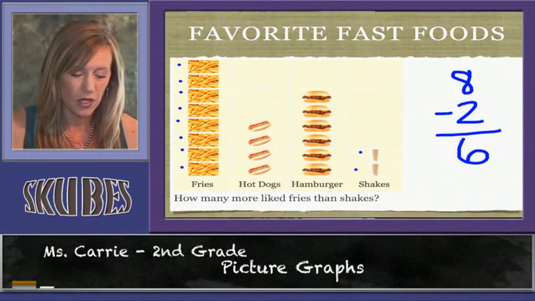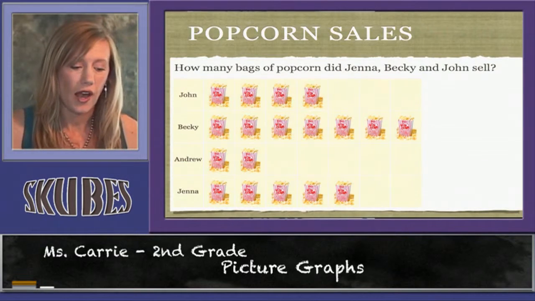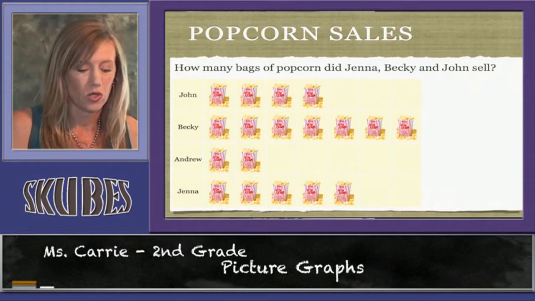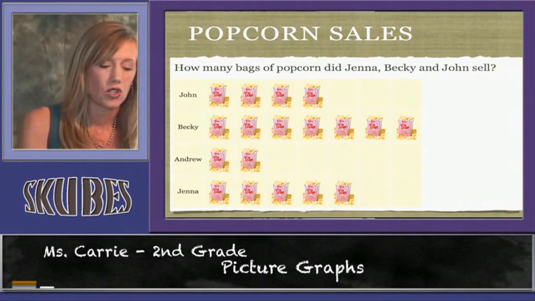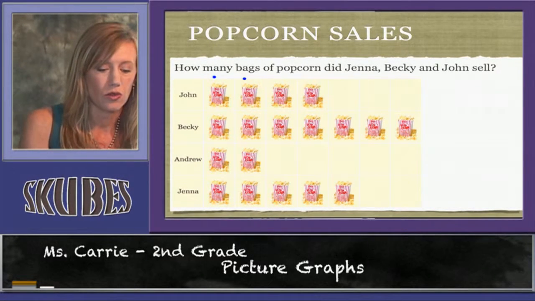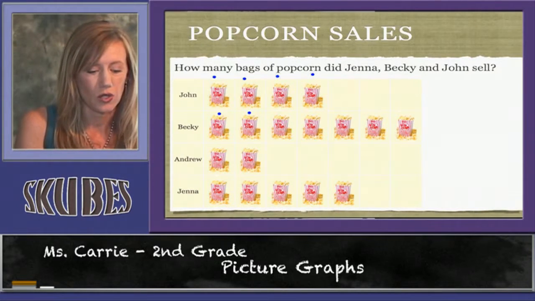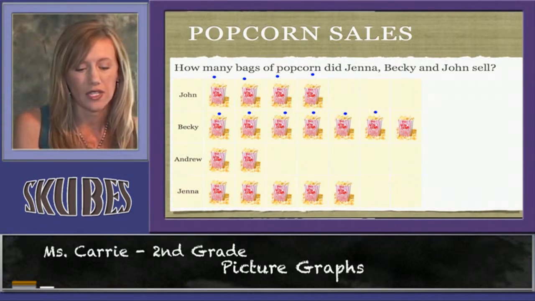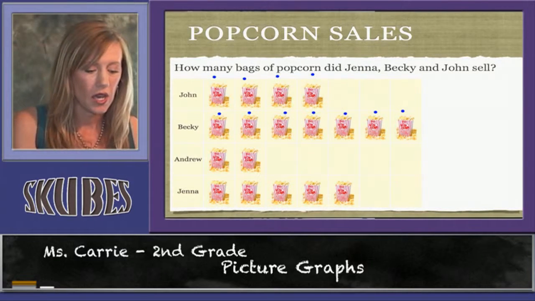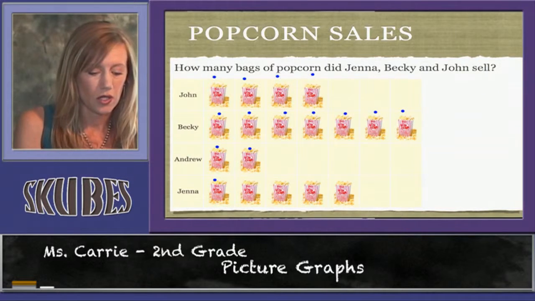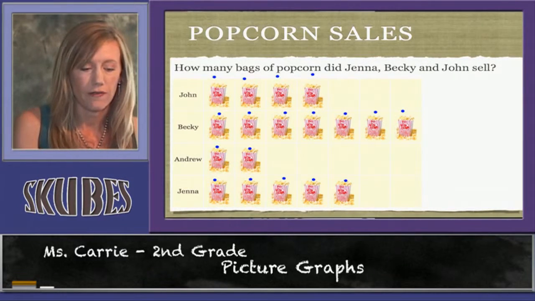Let's look at a different kind of graph. This graph is titled Popcorn Sales. We have John, Becky, Andrew, and Jenna selling popcorn. John sold 1, 2, 3, 4 bags of popcorn. Becky sold 1, 2, 3, 4, 5, 6, 7 bags of popcorn. Andrew sold 2. And Jenna sold 1, 2, 3, 4, 5.